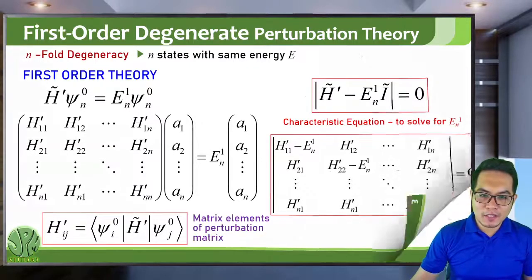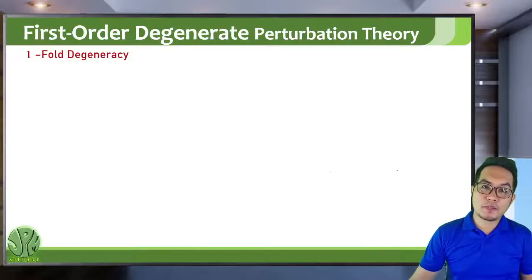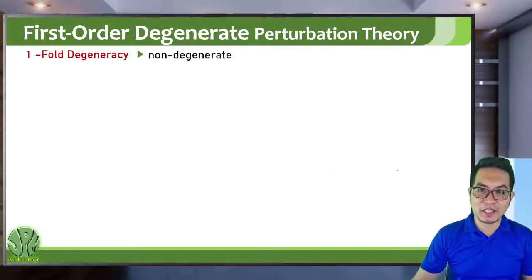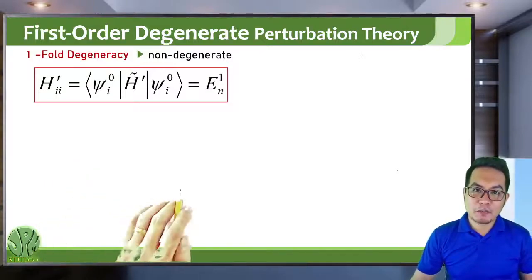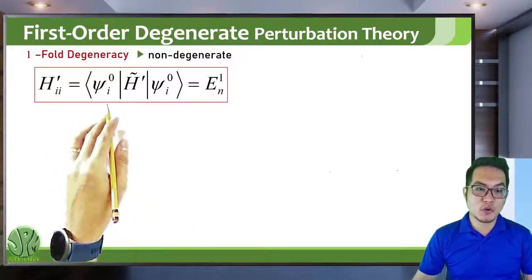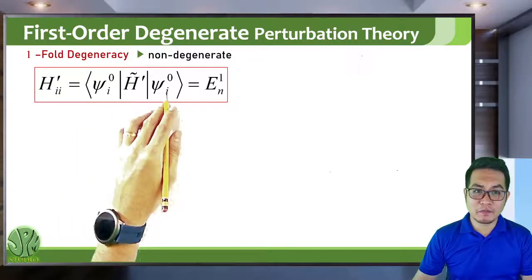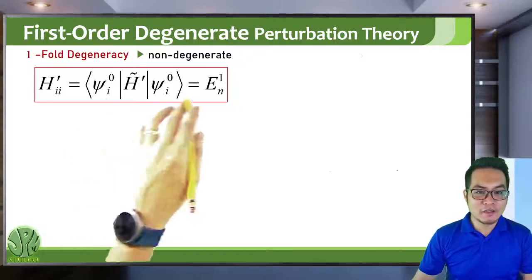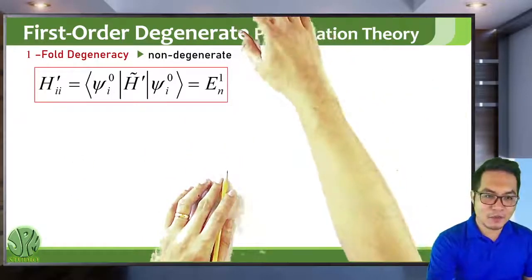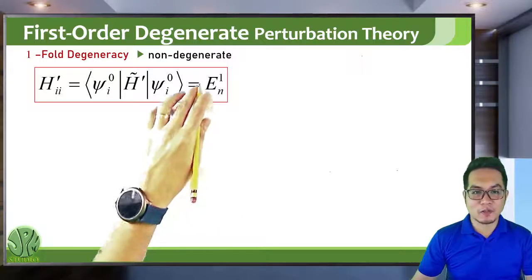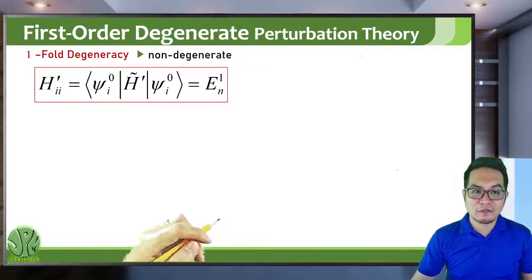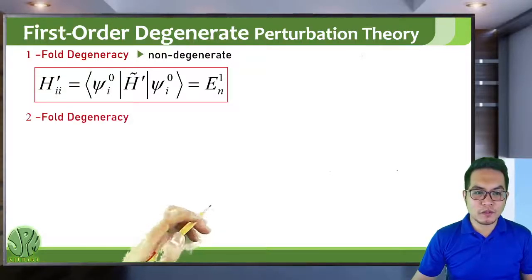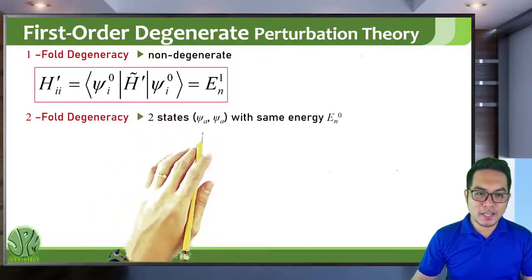Okay, so let's consider one-fold degeneracy. When you say one-fold degeneracy, meaning that the degeneracy is 1, or in other words, it's non-degenerate. In that case, your perturbation matrix is just a 1-by-1 matrix, and you only have one element in your perturbation matrix, H11 or HII, and that is basically what we obtained in the first order non-degenerate perturbation theory. So we have derived the first order non-degenerate perturbation theory from the degenerate perturbation theory.